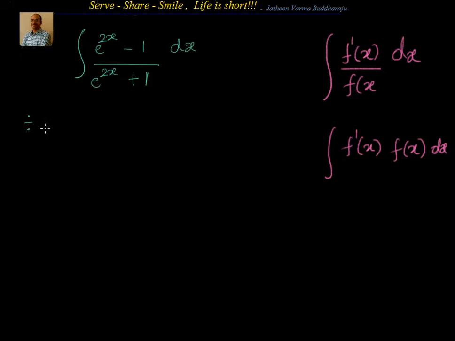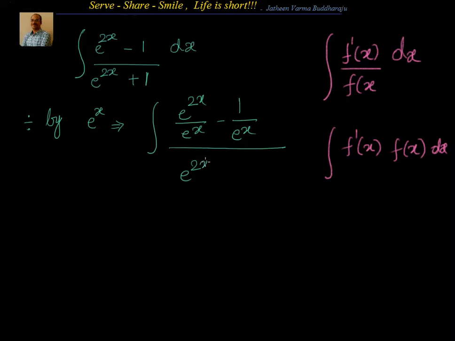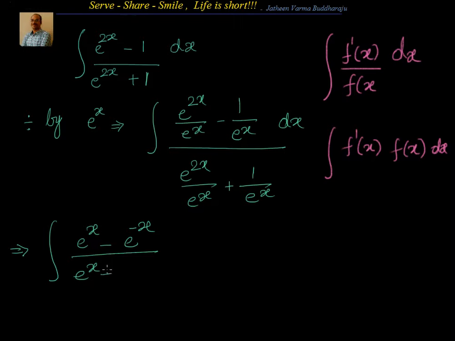For that, I will divide the numerator and denominator by e power x, so that I will have e power 2x by e power x minus 1 by e power x, divided by e power 2x by e power x plus 1 by e power x, with dx also there. After simplification, this is nothing but equal to e power x minus e power minus x, divided by e power x plus e power minus x, dx.